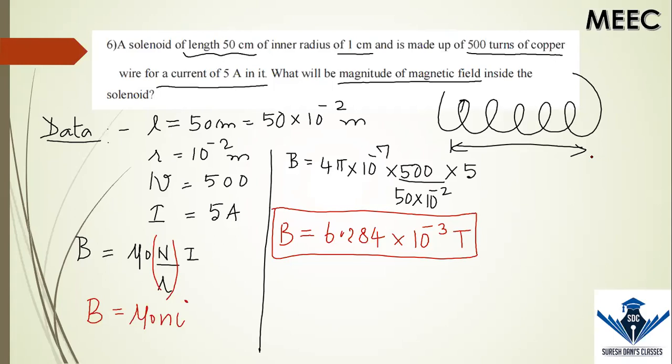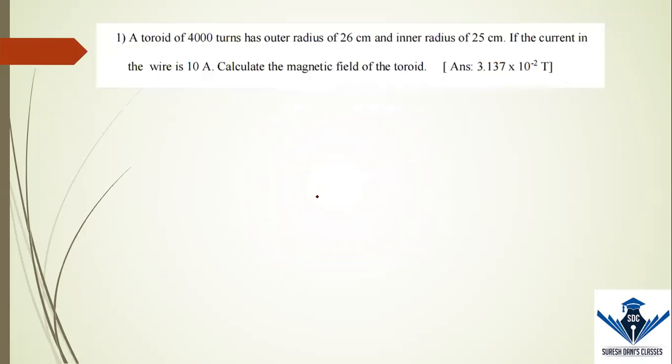Okay. Is it completed? Okay. Moving ahead to the next question. So this was based on solenoid. Formula B is equal to mu naught N i, where small n is capital N upon the length of the solenoid.